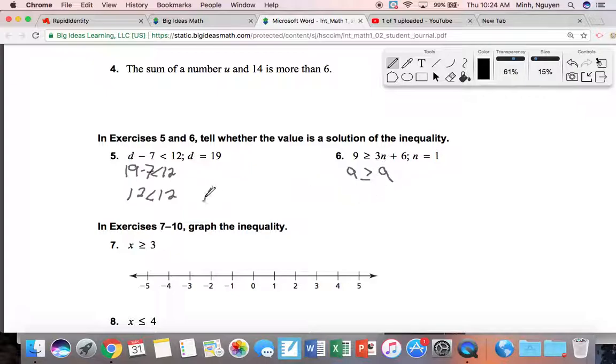So this is no, it is not a solution, because whatever we said, 12 is less than 12, that's a lie. 9 is greater than or equal to 9. That's true, so we say yes, it is a solution.